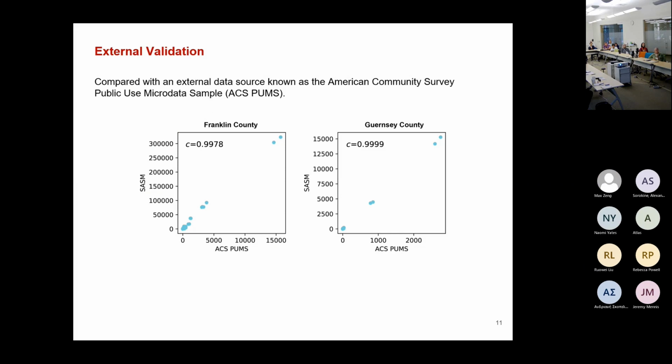We also conduct external validations to examine the effectiveness of our approach. Here we compare our synthetic data with an external data set that's not involved in our modeling process, which is the American Community Survey Public Use Microdata Sample, ACS PUMS. And again, we map the relationship between ACS PUMS and the synthetic data we generated. And the result shows that our data can match pretty well with the ACS PUMS as well.